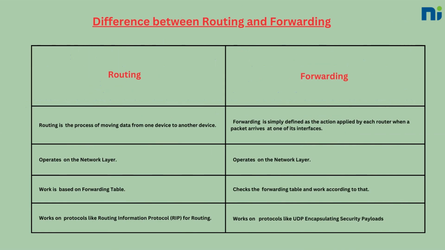Difference between routing and forwarding. Routing. Routing is the process of moving data from one device to another device. Operates on the network layer. Works based on the forwarding table. Works on protocols like Routing Information Protocol, RIP, for routing. Forwarding. Forwarding is simply defined as the action applied by each router when a packet arrives at one of its interfaces. Operates on the network layer. Checks the forwarding table and works according to that. Works on protocols like UDP, encapsulating security payloads.